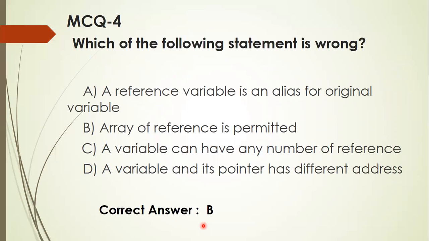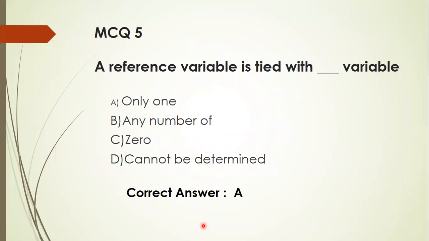Which of the following statements is wrong? A reference variable is an alias for the original variable. It's a correct statement. Array of reference is permitted? No, only array of pointer is permitted. A variable can have any number of references. That is also true. A variable and its pointer will have a different address. That is also true. The correct answer is B. A reference variable is tied with dash variable. A reference variable must be tied with only one variable. That means one reference variable must be the reference variable for only one variable. It cannot be the reference variable for another variable. The correct answer is A.